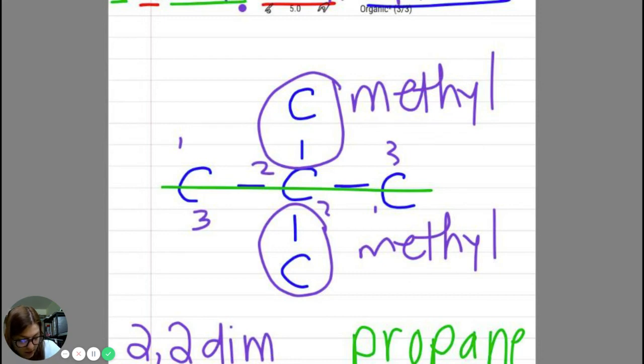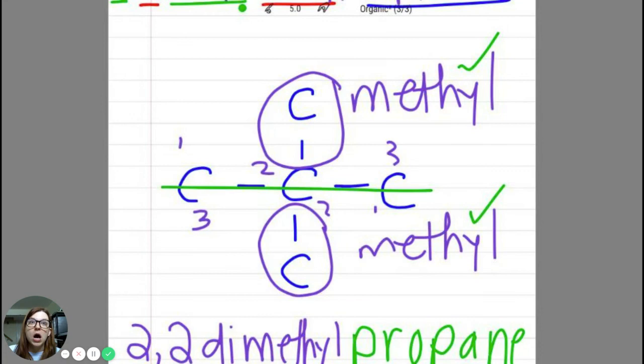I have one right here and one right there. One on the top, one on the bottom. I'm sorry, this program is lagging. I'm moving faster than it. We have 1 methyl on the top and 1 methyl on the bottom, meaning in total I have 2 methyls. That's where that di comes from. Remember, like carbon dioxide, di means 2. I have 2 methyls, and they are both on carbon 2.